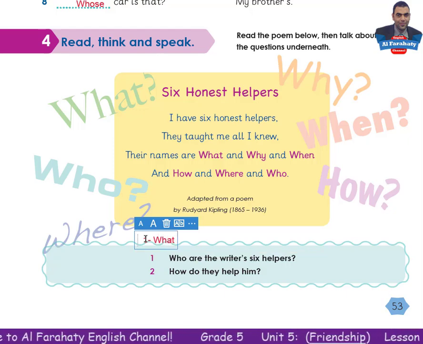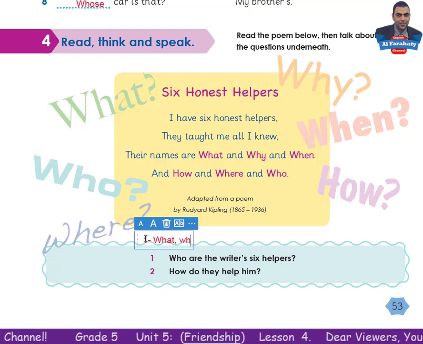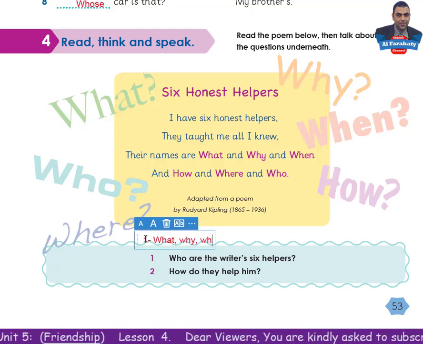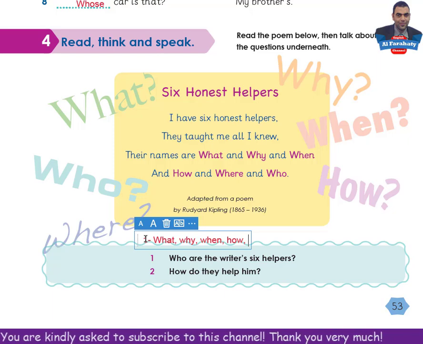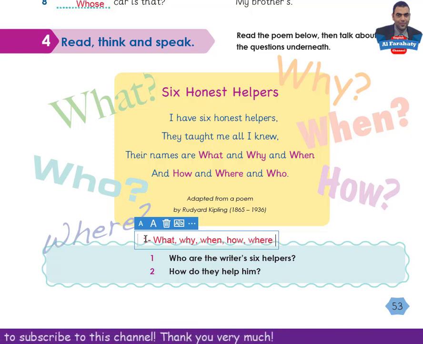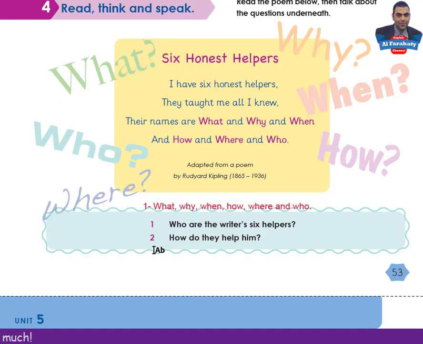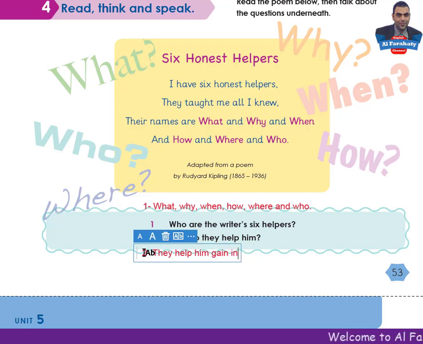What, why, when, how, where, and who are the writer's six helpers. 2. How do they help him? They help him gain information by using them to ask questions.